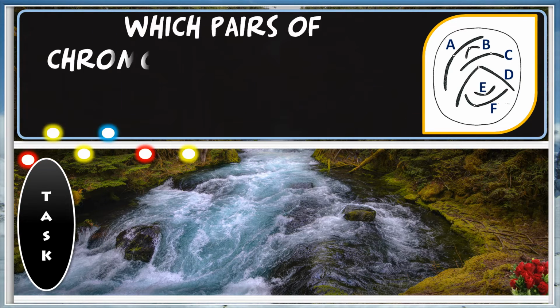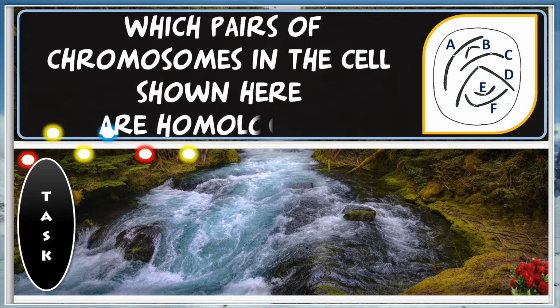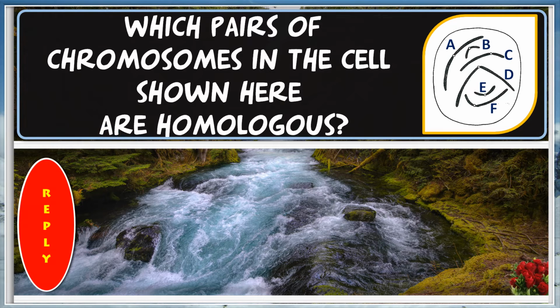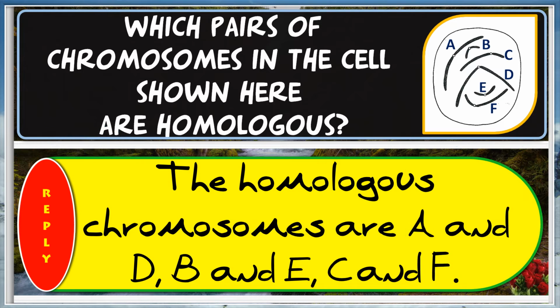Which pairs of chromosomes in the cell shown here are homologous? The homologous chromosomes are A and D, B and E, C and F.